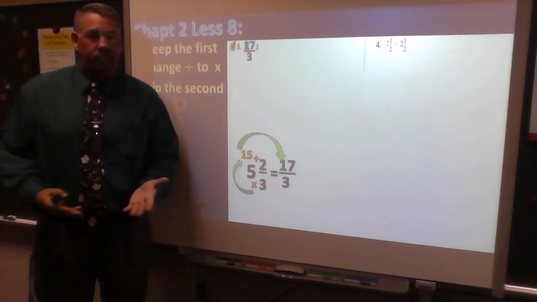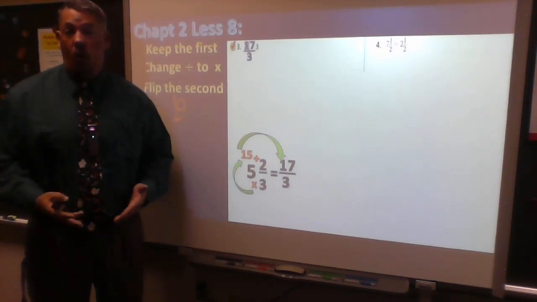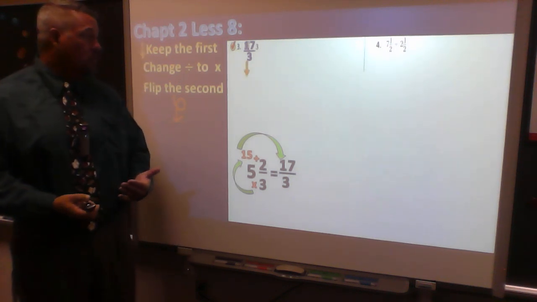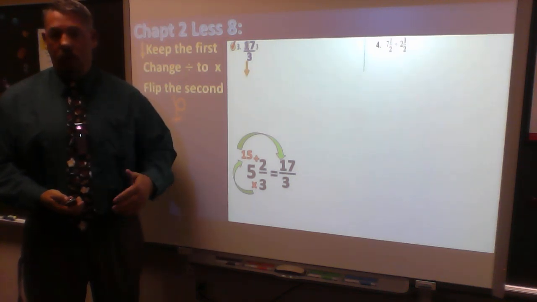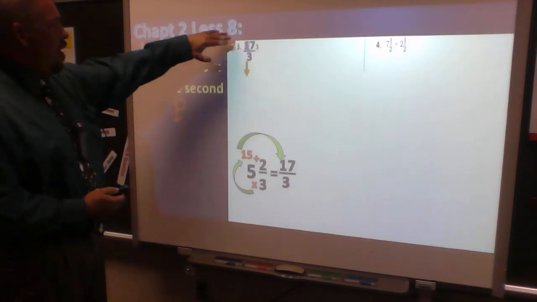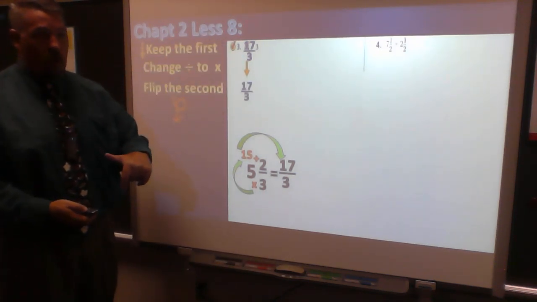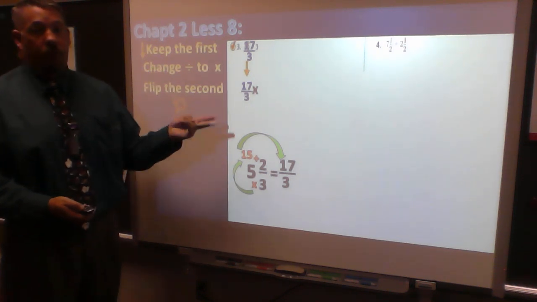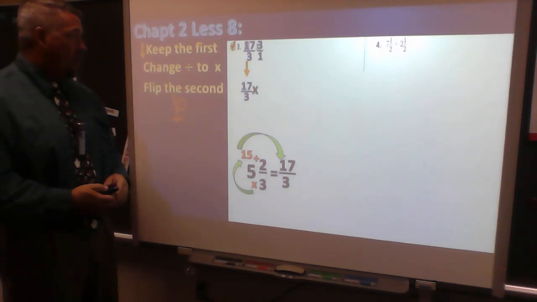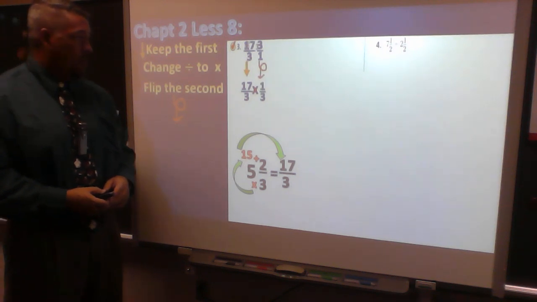My 3, I can't use 3 by itself. So I always have to put whole numbers over 1, which will allow me to then work with it when it's time. So I have my first one, so I'm going to keep it. My division I know has to become multiplication, and then I'm going to flip my second fraction. All right, so now I'm going to stop.